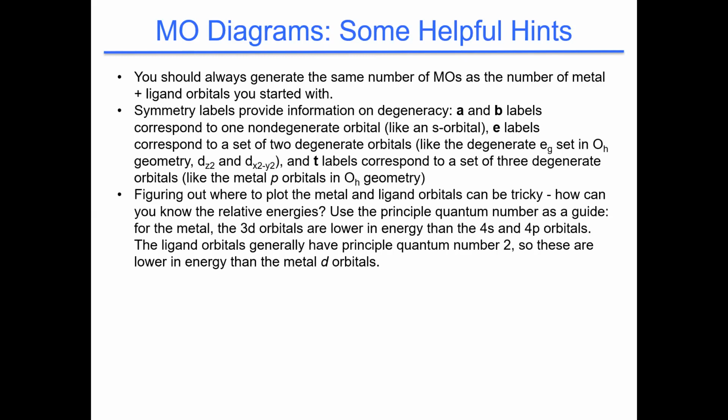Figuring out where to plot the metal and the ligand orbitals can sometimes be tricky. Some tips for figuring this out are using the principal quantum numbers as a guide. For the metal, the 3d orbitals are always going to be lower in energy than the 4s and the 4p. And the ligand orbitals generally have a principal quantum number of 2, so those are going to be lower in energy than the metal d orbitals.